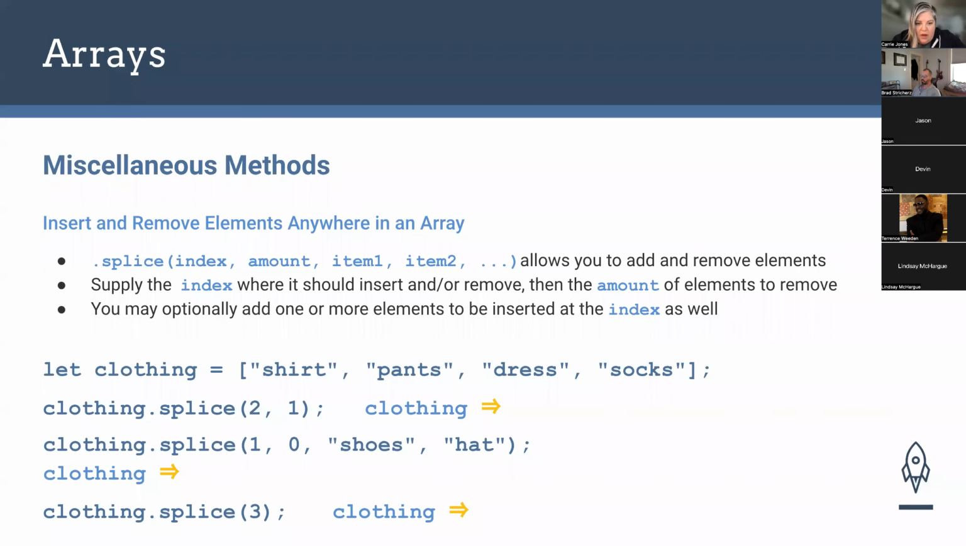So we're going to start with shirt, pants, dress, socks. This is looking familiar, right? Let's say I do clothing.splice(2,1). What is that going to produce?